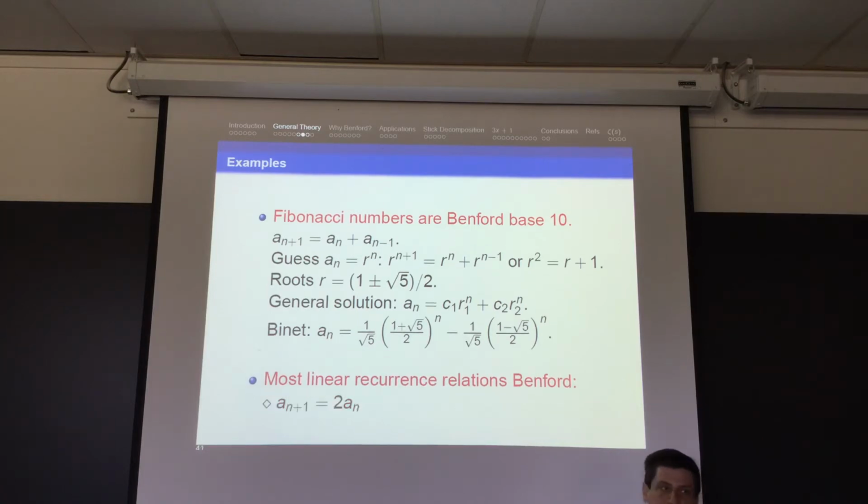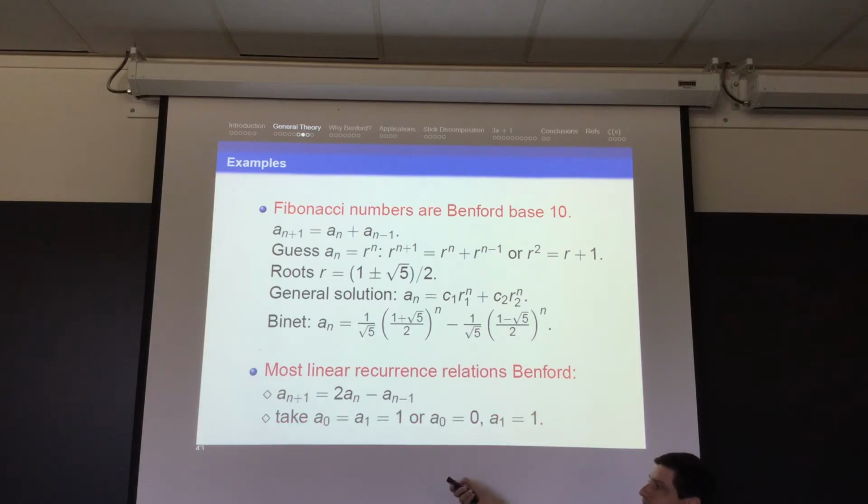a_{n+1} is 2a_n. That's what we looked at before. And this is a nice way to lead up to the Zeckendorf stuff later. Now if I do 2a_n minus a_{n-1}, it's a little bit more interesting. If I choose a0 equals a1 equals 1, what's the next term?